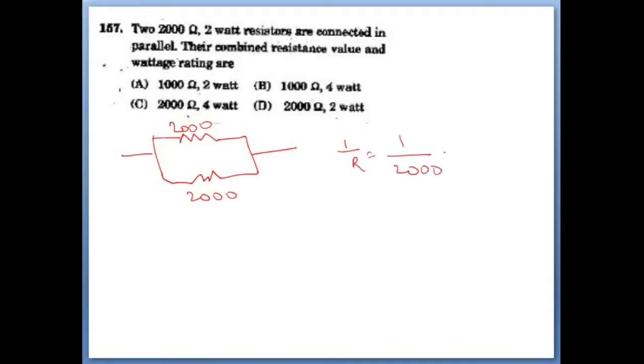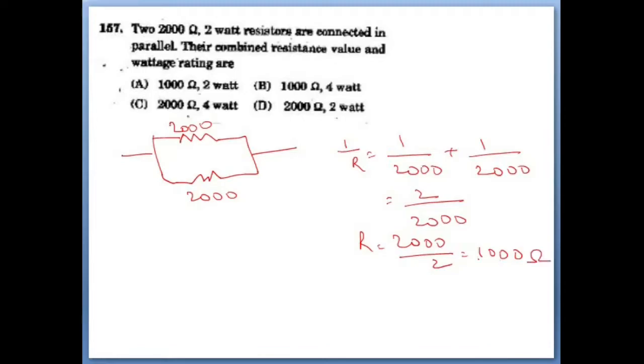Next question. Two 2000 ohm, 2 watt resistors are connected in parallel. What is their combined resistance value? One resistor is 2000 ohm, and the other is also 2000 ohm. In parallel combination, 1 by R is equal to 1 by 2000 plus 1 by 2000. It will be 2 by 2000. So R is equal to 2000 by 2.